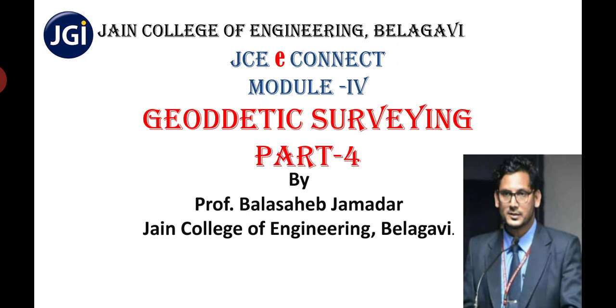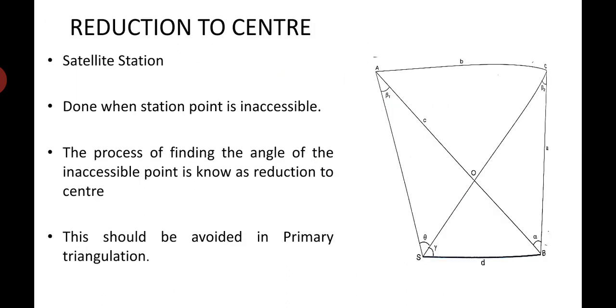The process of applying the correction due to the eccentricity of the station is known as the reduction to the center. Now, what we call a satellite station means the eccentric station. We are not going to do any observation from a satellite; we are going to do the observation just nearby the main station, and that we call the satellite. Satellite means the nearby one, right?